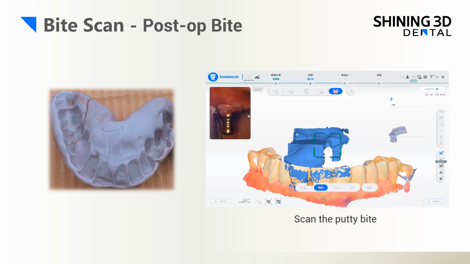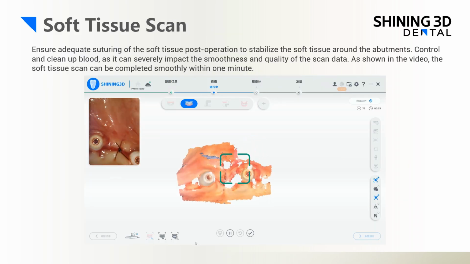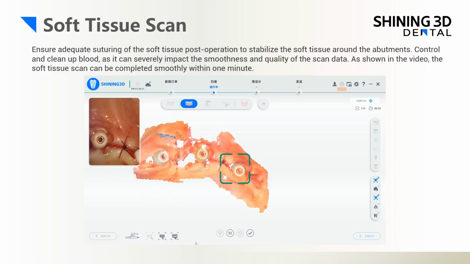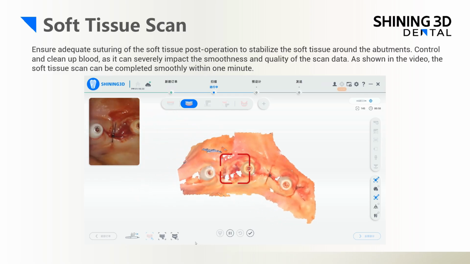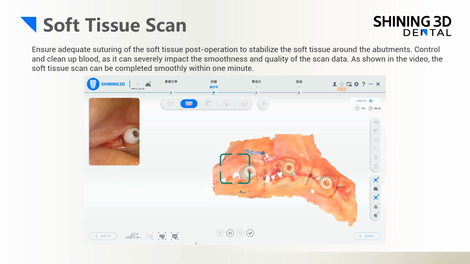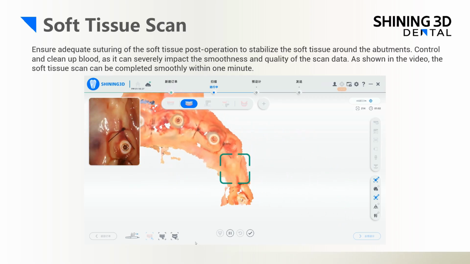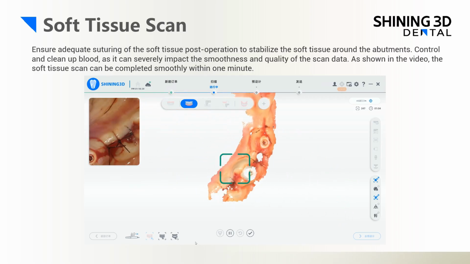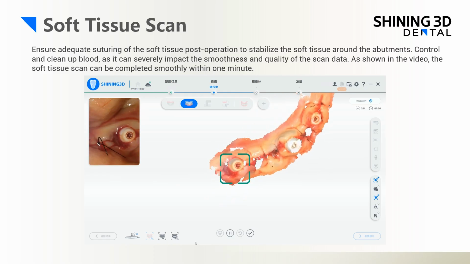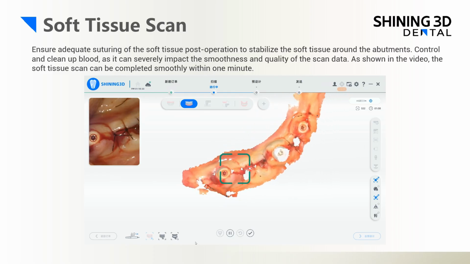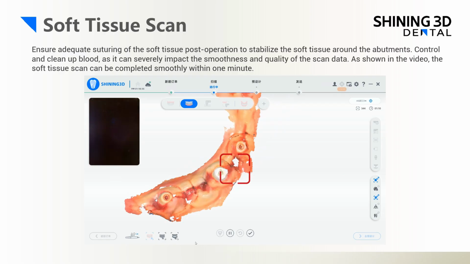using this tool. Ensure adequate post-surgery suturing of the soft tissue to stabilize the soft tissue around the abutments. Control and clean up blood, as it can severely impact the smoothness and quality of the scanned data. As shown in the video, the soft tissue scan can be completed smoothly within 1 minute.